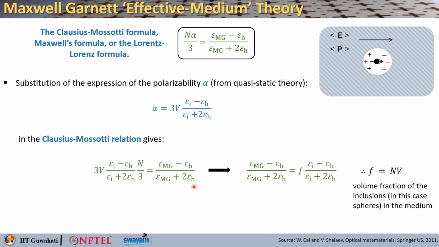So, from this you can actually see that there is n and V, okay. If you multiply these, you get f, which is basically the volume fraction of the inclusions. So, here these are spheres in the host medium. So, you can simplify this expression. So, nV can be written as f, that is the volume fraction.